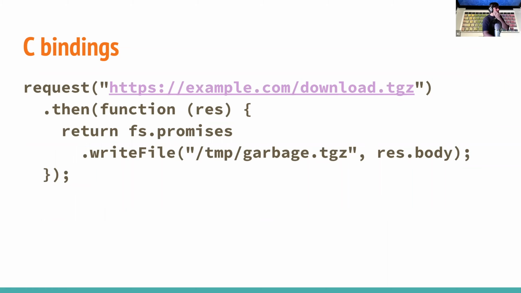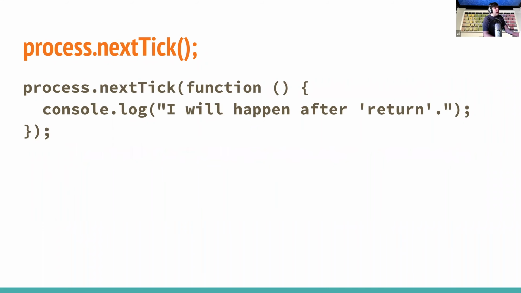And in addition to the C bindings that we find in Node, or in the browser, fetch is the same way. Fetch goes all the way down to the C++ code. But other common things we have in Node, we have NextTick. NextTick is interesting because it schedules a function.